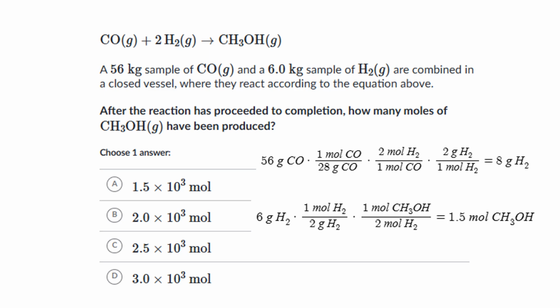Now technically it's 1.5 times 10 to the third, but I'm using grams here to go to moles. So since 6 grams is 1,000 times smaller than 6 kilograms, that's why my answer is 1,000 times smaller than the choice A here. So 1.5 times 10 to the third moles of methanol would be expected. And there we go. That's our intro to stoichiometry. We'll be doing a few more problems as we go here to get refreshed.